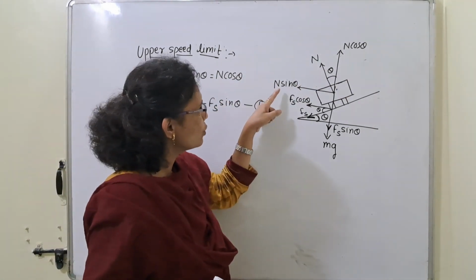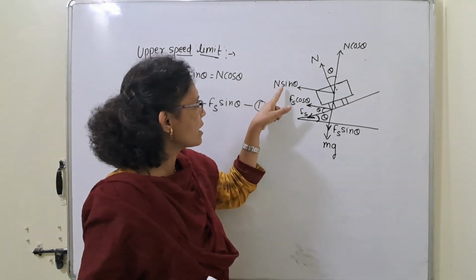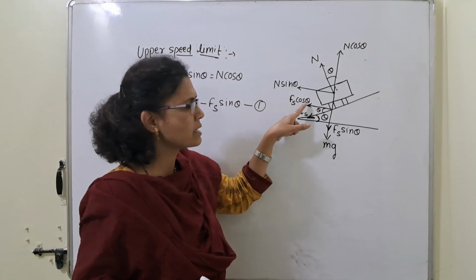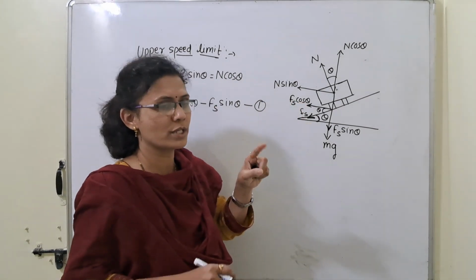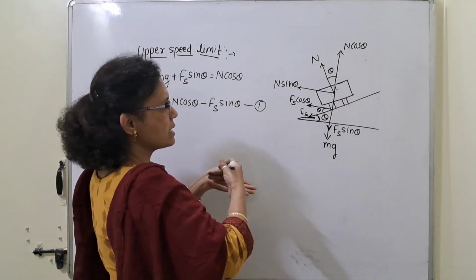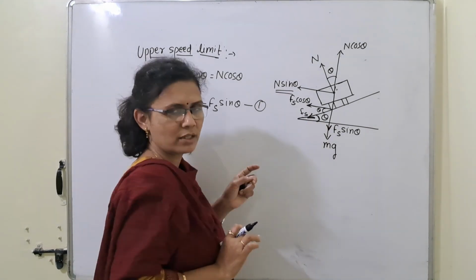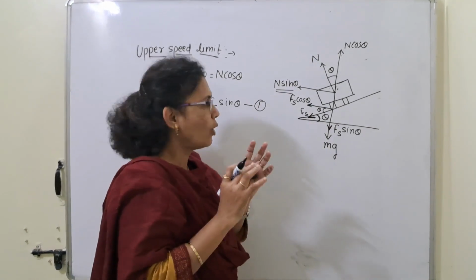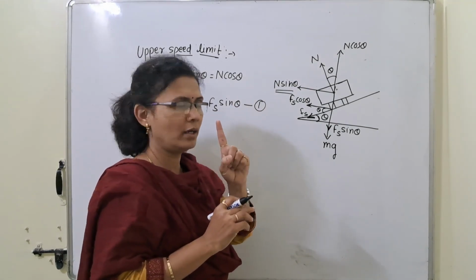So these two are providing the centripetal force. That is, N sin theta plus fs cos theta are providing centripetal force. That is, this is the curved road and this will be the center. Towards the center, which two forces are directed? N sin theta, fs cos theta. Both are providing centripetal force.